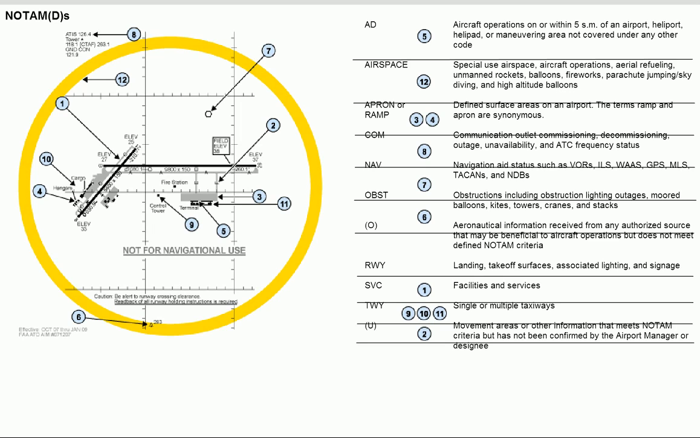To help you locate relevant NOTAM-Ds, each one is prefixed by the location code of the affected airport plus one of 12 codes that indicate the type of information the NOTAM-D updates.